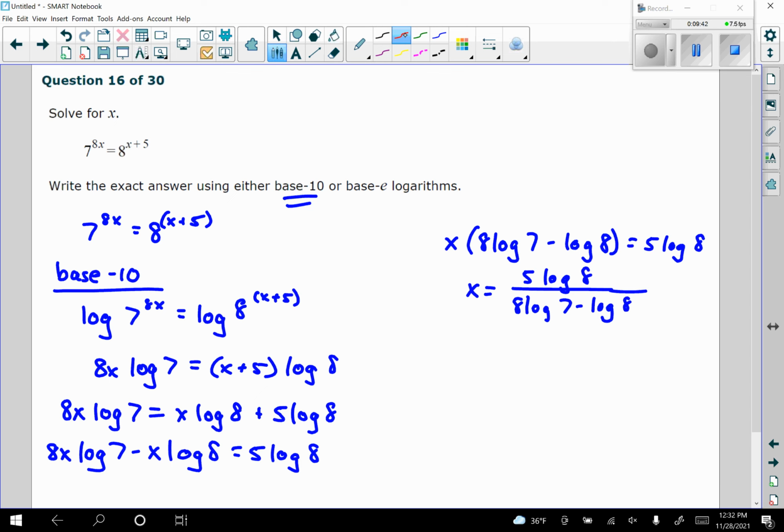Pretty much for base e logarithms, that would just be the natural log. So we could also have x equals, wherever we just have a log, we would have a natural log. So it becomes 5 times the natural log of 8 over 8 times the natural log of 7 minus the natural log of 8. This would be base e. Because if you recall, natural log is really log base e. It said just the exact answer. We did not have to approximate this.